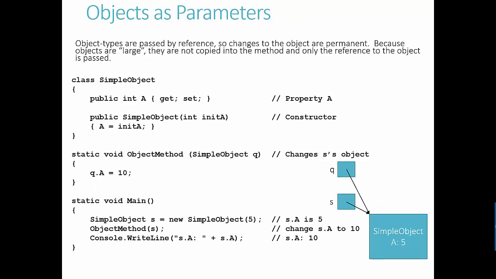Since objects are so large, when an object is passed as a parameter to a method, we only want to copy its reference, not the original object. We say that objects are passed by reference, which means that changing the object in a method changes it permanently.